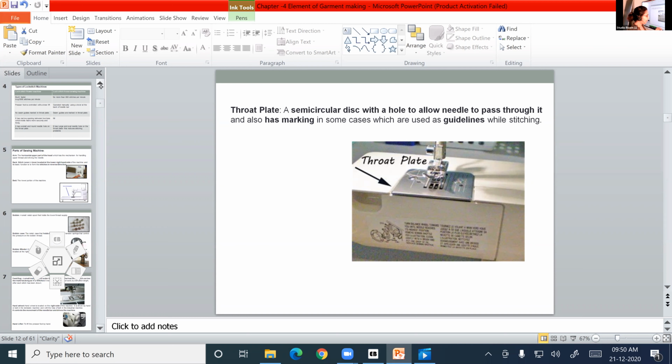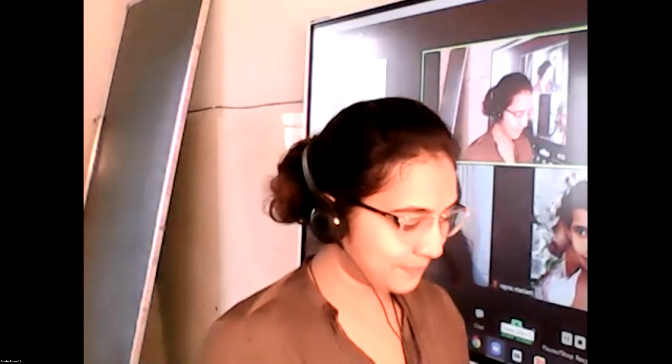When we see a machine, the upper part of the machine is the head, and the lower part of the machine is called the bed, and the horizontal part of the head is the arm. Okay, understood? Now tell me what are the parts of the sewing machine? Arm, head, bobbin, hand wheel, hand lifter, feed dog, knee lifter, needle bar, presser foot, presser foot lifter, shuttle, stitch regulator, tension regulator, thread stand or spool pin, thread take up lever, throat plate. Okay, so those are the parts of the machine.